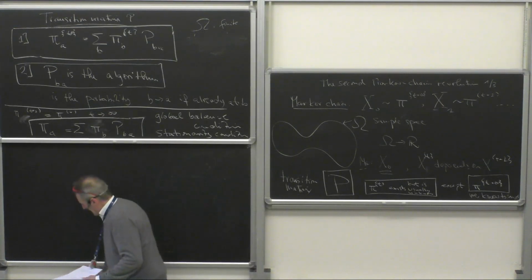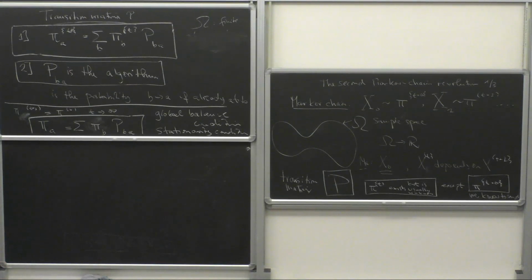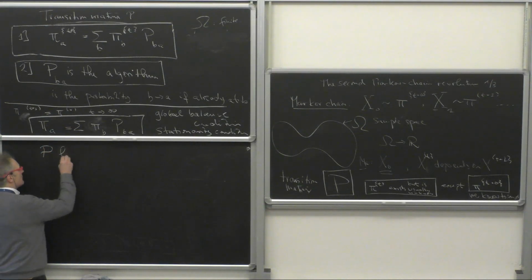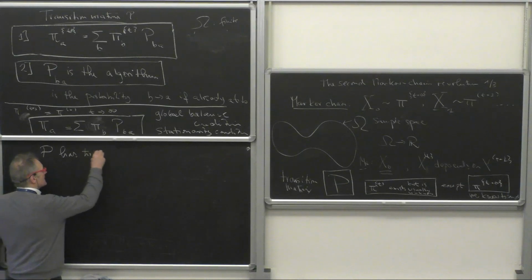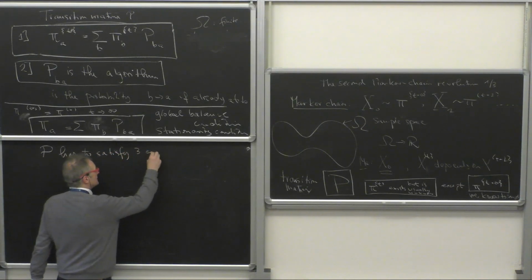So now, I will get into algorithms later today, as we did last time, just for everybody to have something to do. And the transition matrix, I'll not go into detail. The transition matrix P has to satisfy 3 conditions.